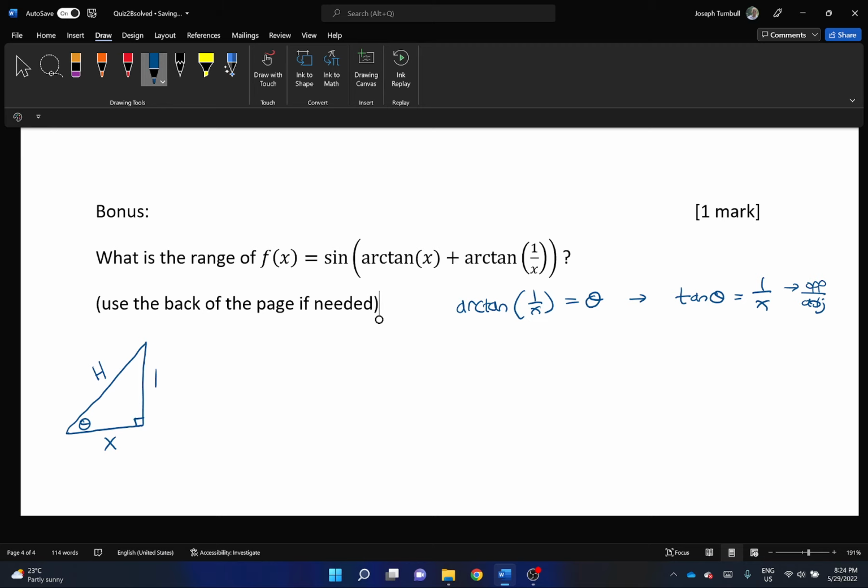Now the other statement is arctan of x. Arctan of x and arctan of 1 over x don't necessarily give us the same angle. I'm going to give it a different name. I'm going to call it phi. Take the tan of both sides, and I get tan of phi is equal to x, which is the same thing as x over 1. That's the opposite over the adjacent. Now if I look at the picture over on the left there, opposite x, adjacent 1, well that means phi is up here.